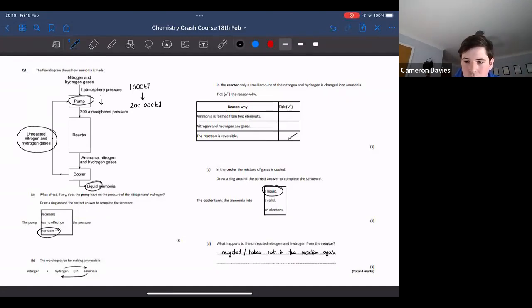Is it only used to make? Well, with the reversible reaction, nitrogen and hydrogen will make ammonia, and then ammonia will make nitrogen and hydrogen, and then that could then make ammonia again. So it's just a continuous cycle.